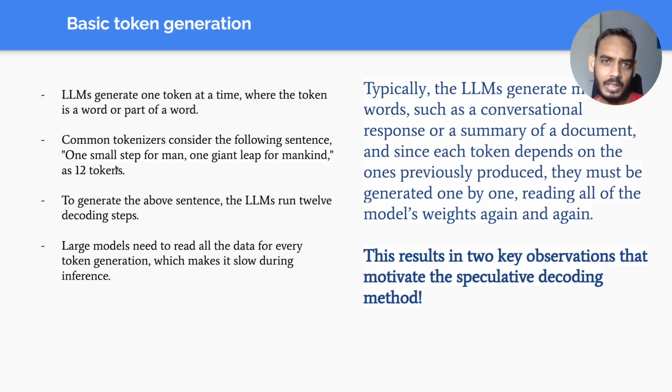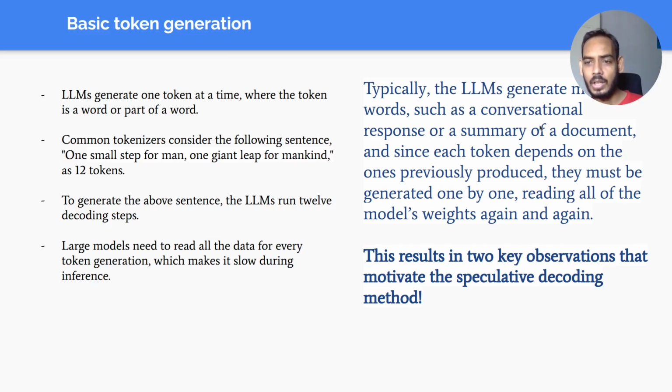Now, to generate such a sentence through a large language model, the LLM has to run 12 decoding steps. It has to read all the model weights for every token generation, which makes inference very slow. Typically LLMs generate many words, such as a conversational response or the summary of a document. Since each token output depends on the previously generated token, it has to read all the model weights again and again. That is one of the key concepts that makes the whole inference process slow.